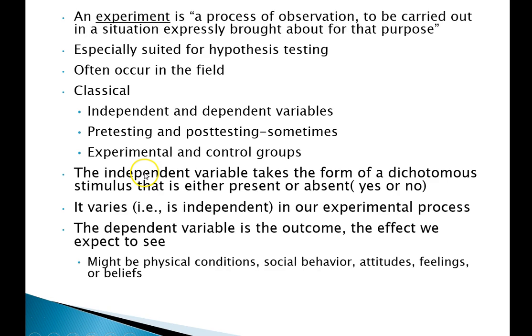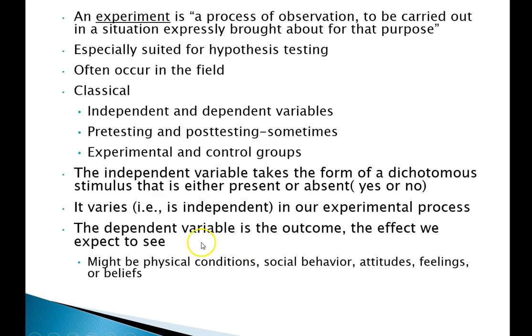Many times, in an experiment, the independent variable takes the form of a dichotomous stimulus that is either present or absent. What this means, and I have not gone over this, this means two. So that means that the independent variable may be yes or no, may be recidivate or not, might be male or female, might be incarcerated or not, may be in a community program or not. The independent variable varies in our experimental process.